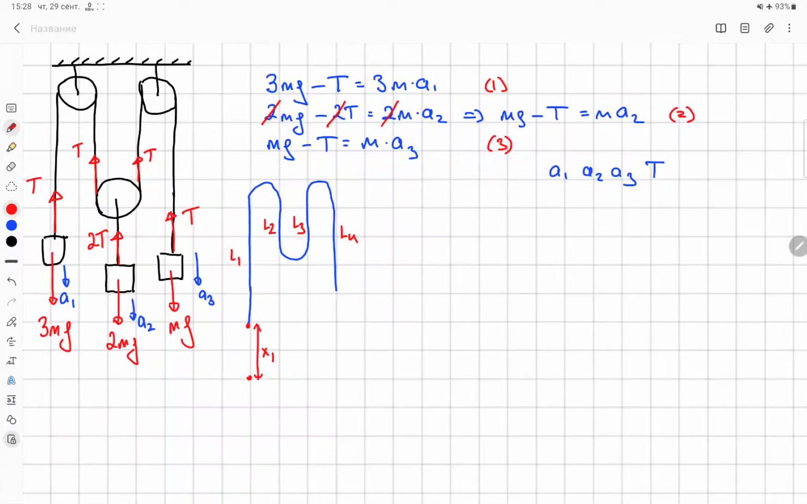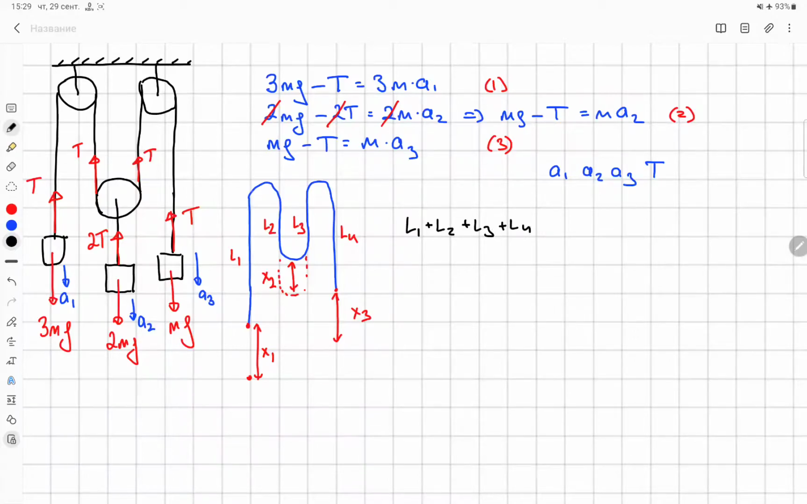The movable pulley, which is here, moves downward for distance x2, and the new position will be like this, approximately. And this distance I will call x2. And the right side end of the rope moves downward for distance x3. Now the initial length of the rope equals L1 plus L2 plus L3 plus L4.